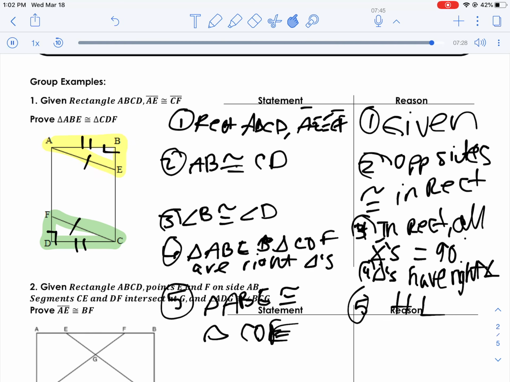Okay, so again, you're using the properties of the rectangle as your reasons to back up the statement you said about the triangles. Okay, so now you can move on to assignment 804 on your Google Classroom.